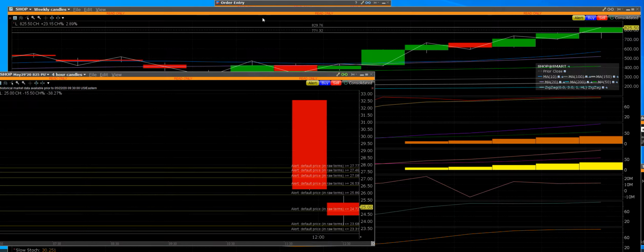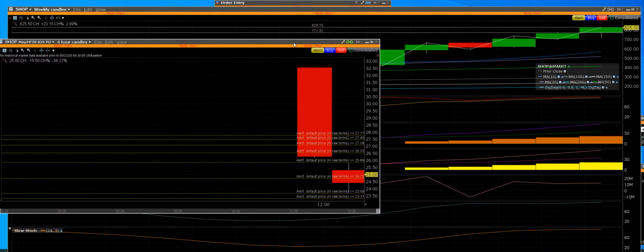The problem with SHOP, though, here is the 825 put chart that I have right here. And I just would like to show everybody that these were $32 a contract. We have alarms set down here. These are deflated in price, meaning that when SHOP goes up a little bit higher, they get more deflated, but mathematically there's going to be a change.